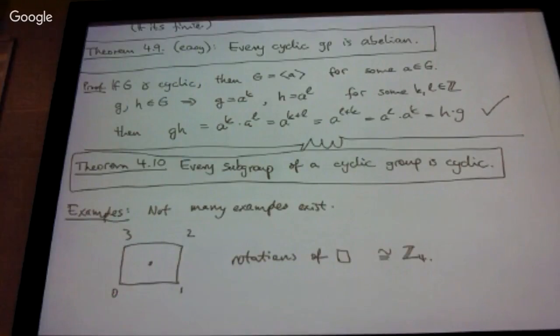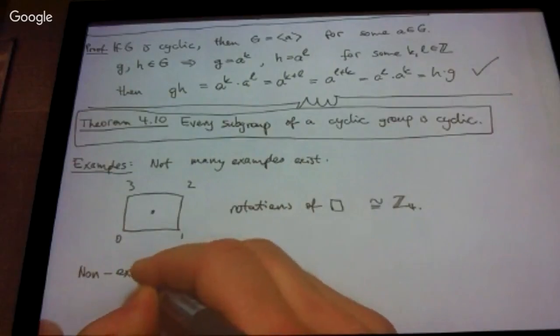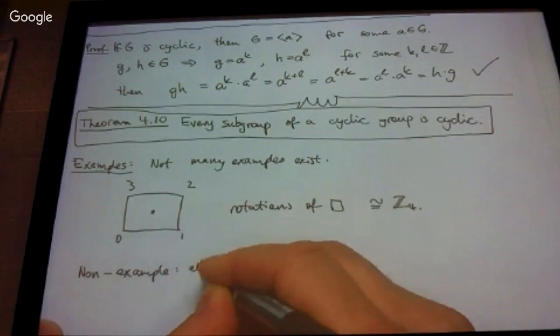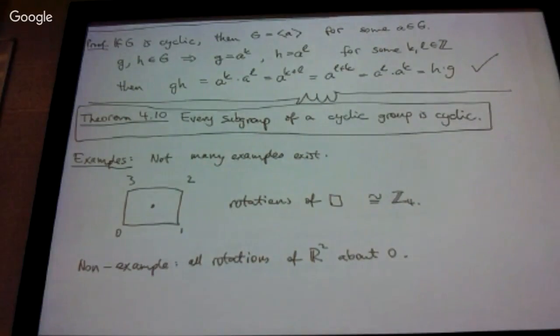Yes, but if you take all rotations of the plane, that's not a cyclic group. It's not generated by a single element. A non-example. All rotations: if you fix the origin and look at all the rotations of the whole plane, every point is rotated by the same angle. And that's not a cyclic group, because how could it be? What is the basic first rotation? There isn't one. All rotations of the plane about the origin, that's a group with composition.